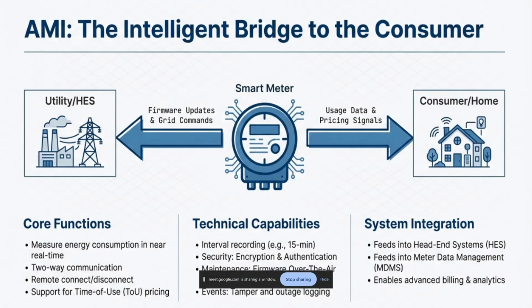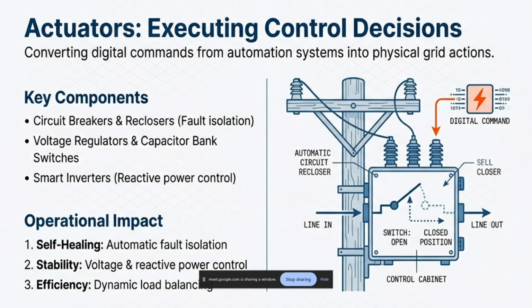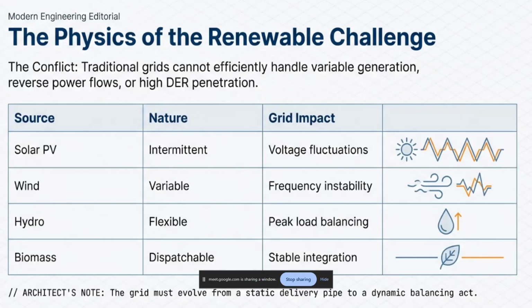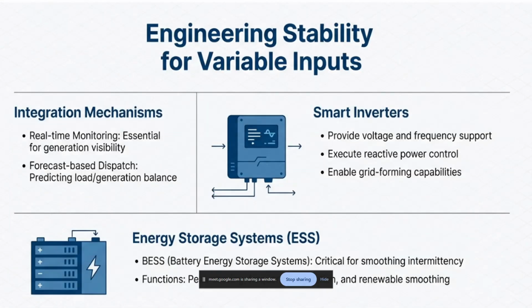And also we spoke about the smart meters, which are very much needed to convert the complete legacy system into the smart grid. And also we spoke about the actuators, which are the decision making part, where they convert the digital commands into physical actions, to open or close depending upon the load balancing and everything. And also we spoke about the challenges in the renewable resources we had. So now we will talk about the stability for the variable inputs.